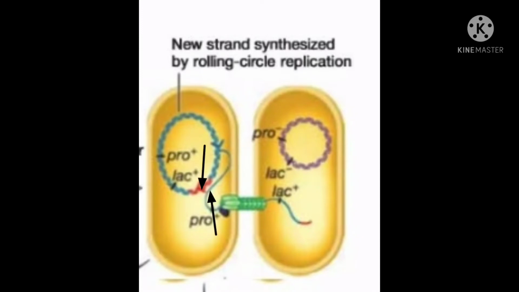Probably at the center of this F plasmid, there is an oriT site. In that oriT site, a single strand nick is produced. Then after producing the single strand nick, we know that in our F plus F minus conjugation, they generate a 5' end and a 3' end.